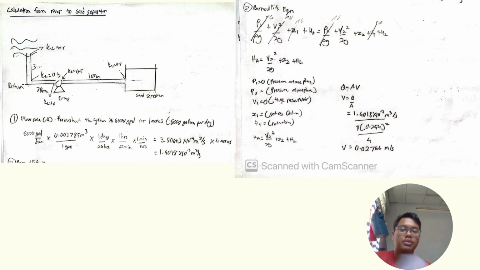Next we apply the Bernoulli equation, where P1 and P2 equal 0 because of atmospheric pressure, V1 equals 0 because it is a huge reservoir, Z1 is set as datum, and HT is 0 because there is no additional mechanical energy. So we obtain HA equals V2 squared over 2G plus Z2 plus HL. Then we can find the velocity using Q equals AV, where V equals 0.02766 meter per second.